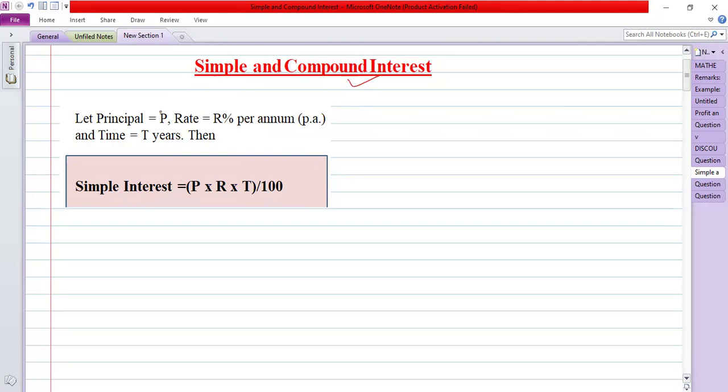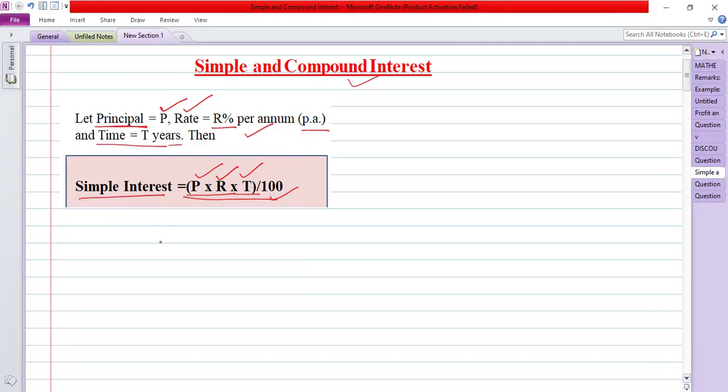So here, this symbol P is for the principal amount. R is for rate percentage. Here PA stands for per annum, meaning per year, and time is in T years. Then this formula, P into R into T divided by 100, gives us the amount of simple interest.